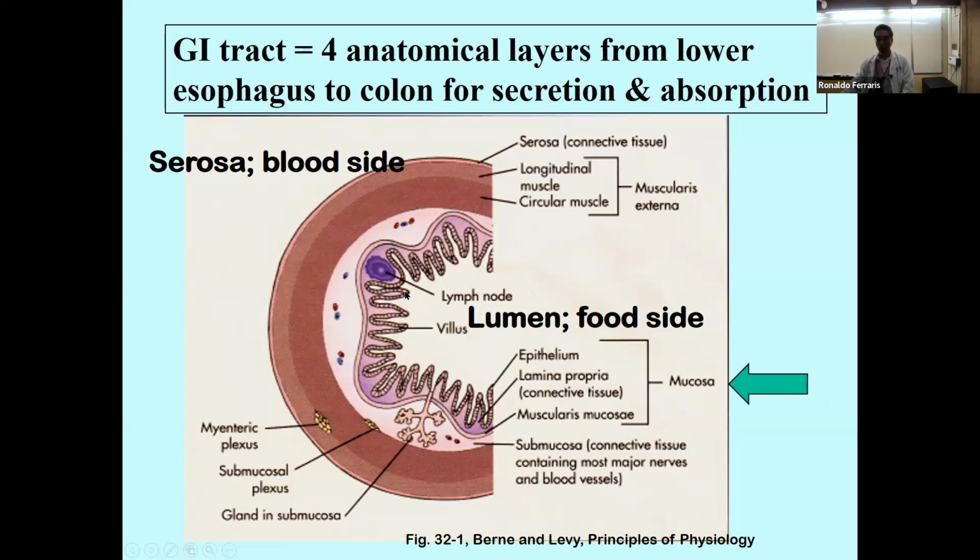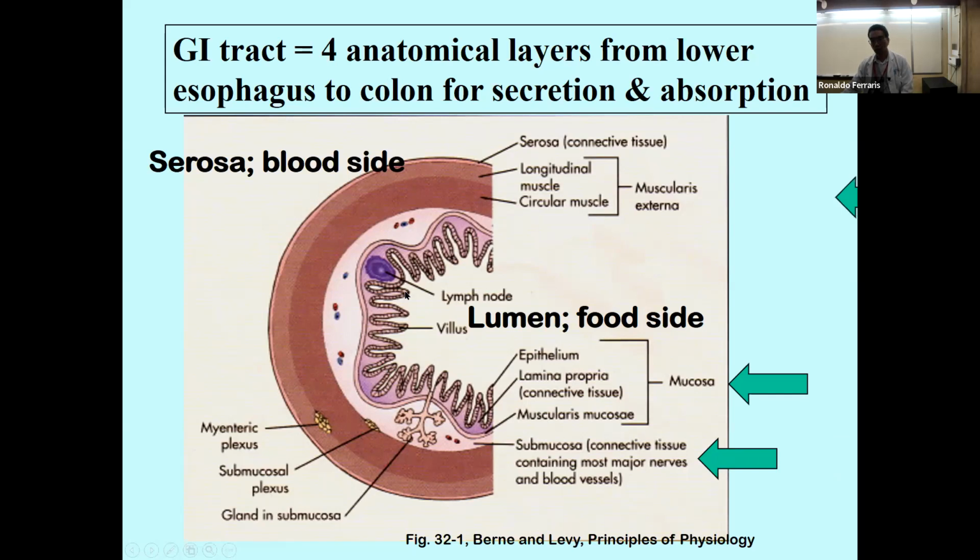And so we have this innermost layer facing the food side, and that's called the mucosal layer. It's comprised of three sublayers: the epithelial layer, the lamina propria, where many immune cells reside, and a thin layer of smooth muscle cells called muscularis mucosae. Then we have the submucosa, and this is where the major nerves and blood vessels are located.